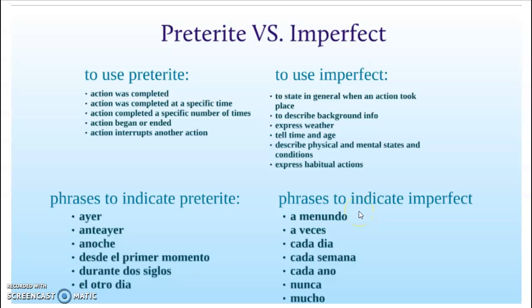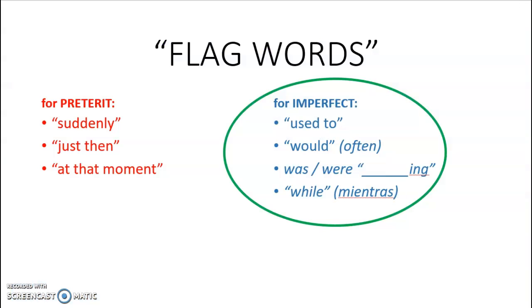And then phrases that indicate the imperfect. A menudo, frequently. A veces, sometimes. Cada día, every day. Cada semana, every week. Cada año, every year. Nunca, which is a little tricky, right? But nunca would stretch over a long period of time, right? Because it means never. Mucho means much or frequently. These kind of things would indicate repeated sorts of notions, repeated sorts of actions, and therefore probably going to be followed by imperfect phrases.